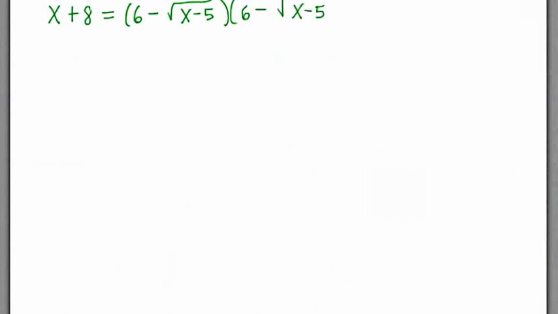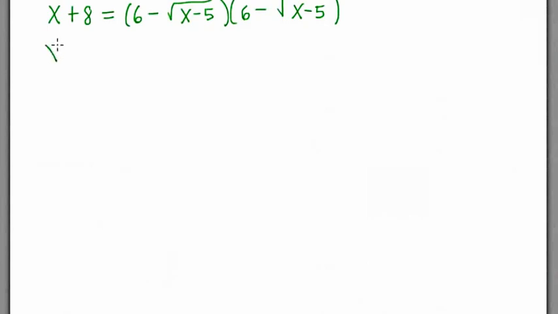Okay, now I'm going to square both sides. If I square the left side, I get x plus 8. And if I square the right side, I'm going to have to FOIL. So my recommendation would be to write this twice before you do that. I've seen a lot of students carelessly multiply these together, so if you go nice and slow, it'll really save you in the long run.